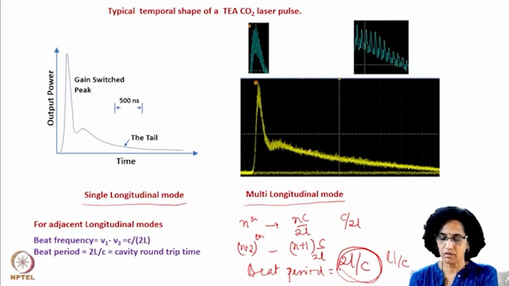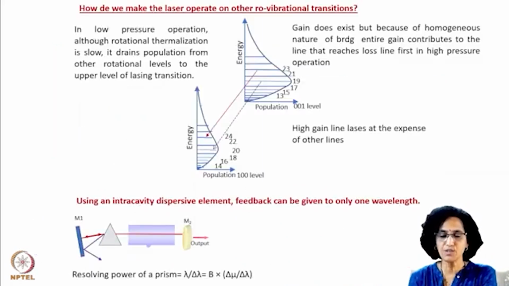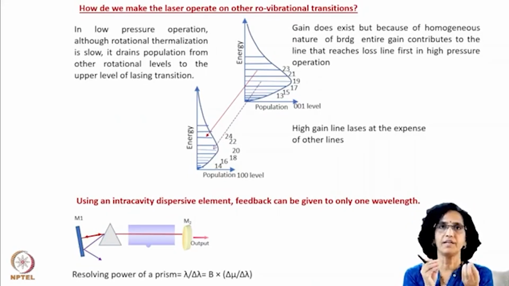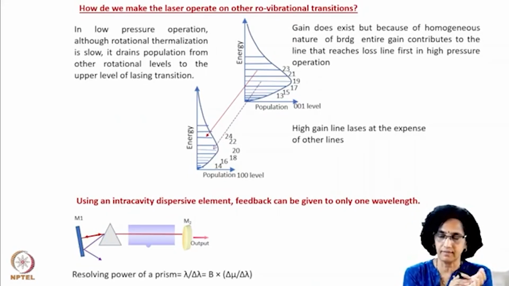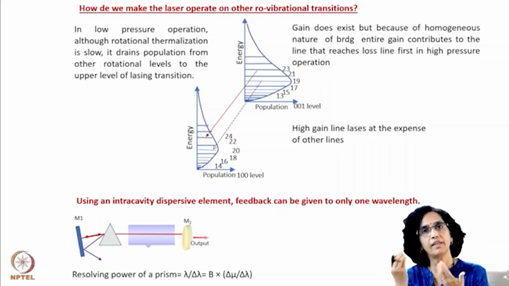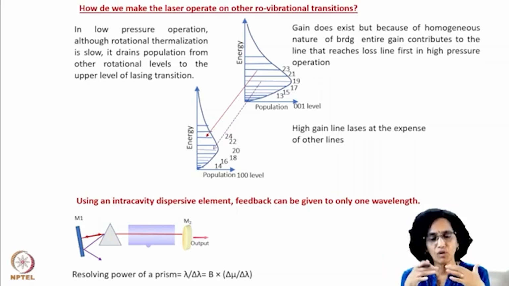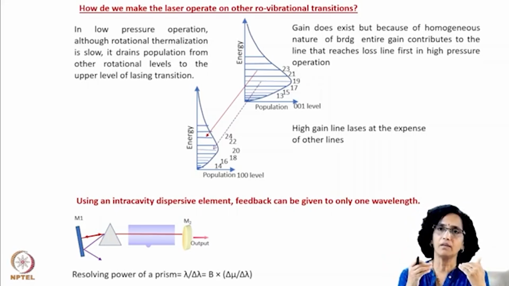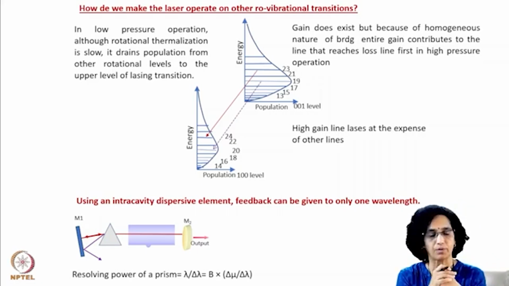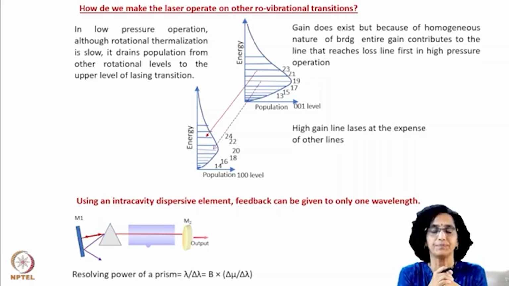Now, so far we have understood that the laser, under normal conditions, operates either in 10P20 or 10P18 when it is low pressure, and definitely 10P20 when it is high pressure. But we are always saying that our CO2 laser is discretely tunable from 9 micron to 11 micron. So where is that tunability and how do we get it?